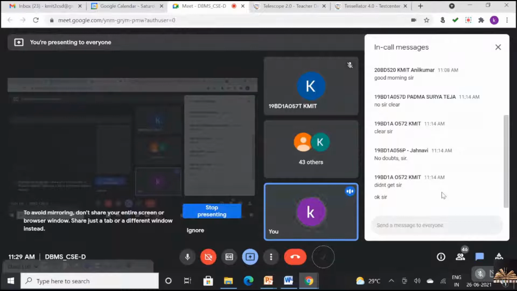All of you, is it clear? What is a transaction? What are the different operations in a transaction? What are the facts about a transaction and the different states used in a transaction?